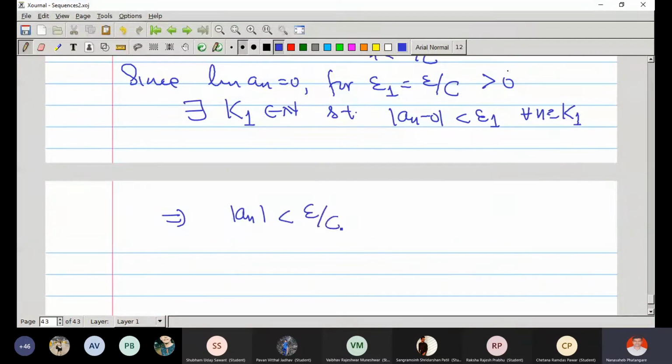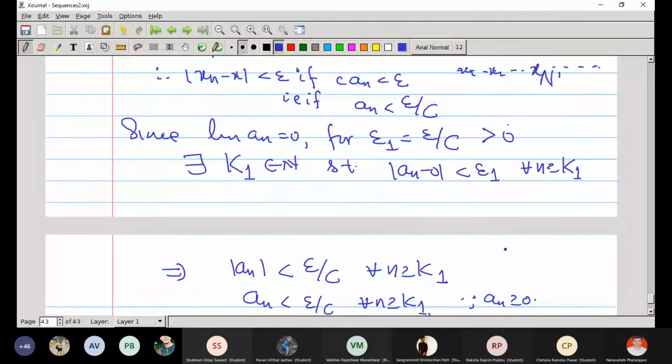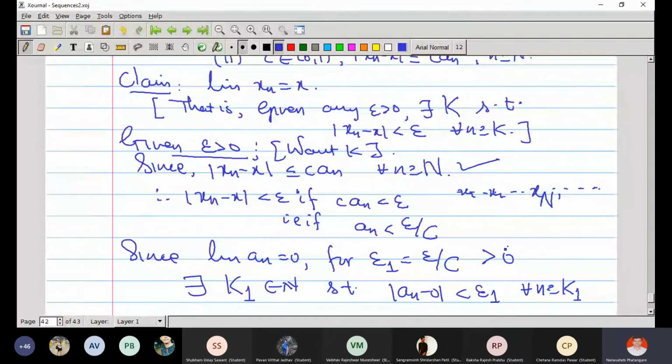Right? But the an are non-negative. Therefore, no need of the absolute value sign, since the absolute value is the same as an. So now we can make an less than epsilon by c after k1. Now you tell me, what is the required k?